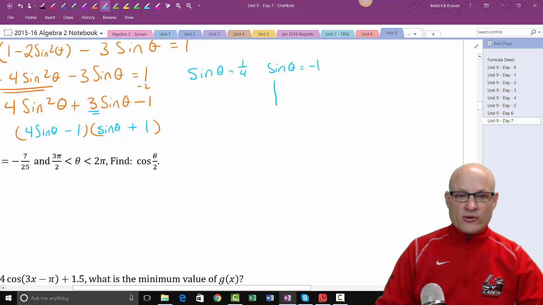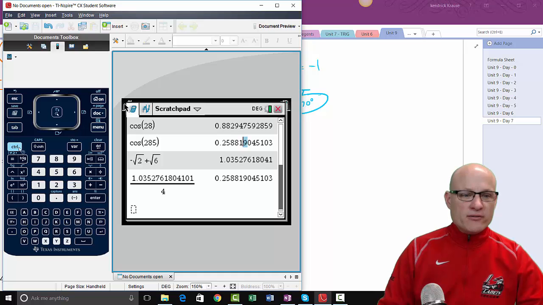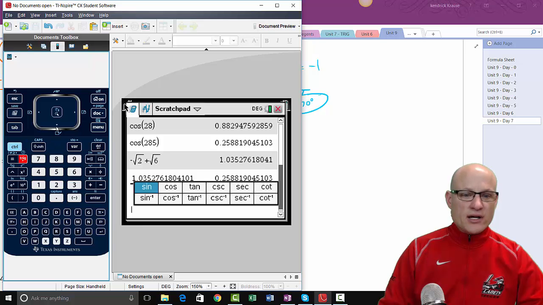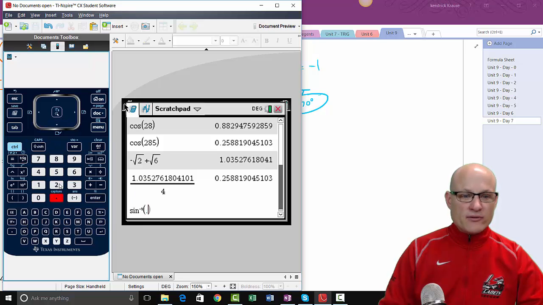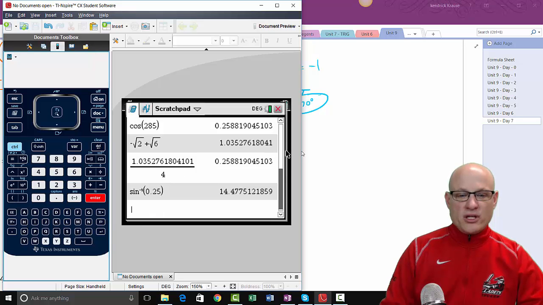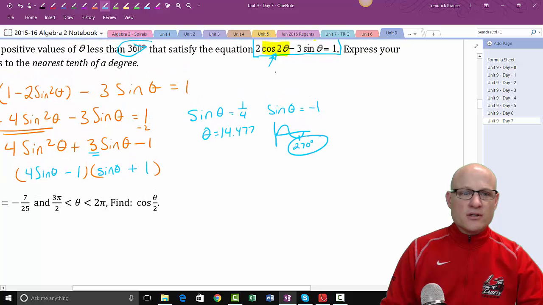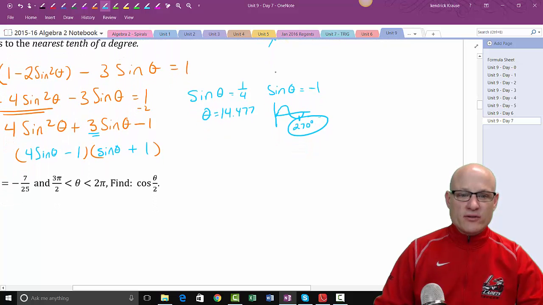Well, this one, let me draw a picture for sine theta. And that's right here, negative 1. That's at 270 degrees. So that's one of our answers. Sine of 1/4. Hey, I've got to go with my calculator now. Inverse sine, and I'm just going to do 0.25, which is the same as 1/4, just a little bit easier. 14.477. Do I need more than that? 1/10 of a degree, so 14.5. So theta is equal to 14.5.